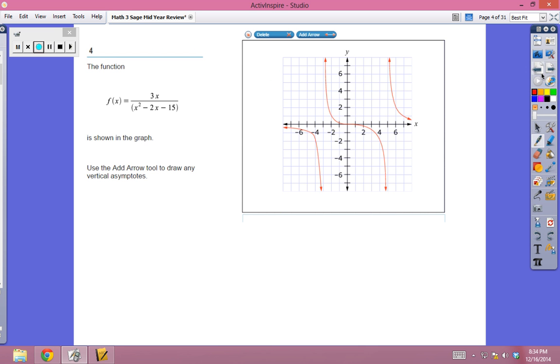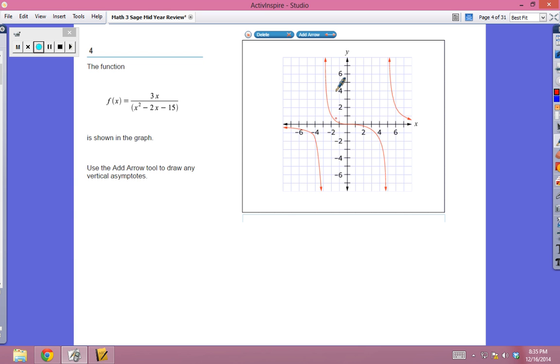Okay, number 4. They've got a function graphed here, and this function, the denominator, if you factor it, is going to be easier to work with. So if you factor x squared minus 2x minus 15, that's going to factor to x minus 5 and x plus 3.